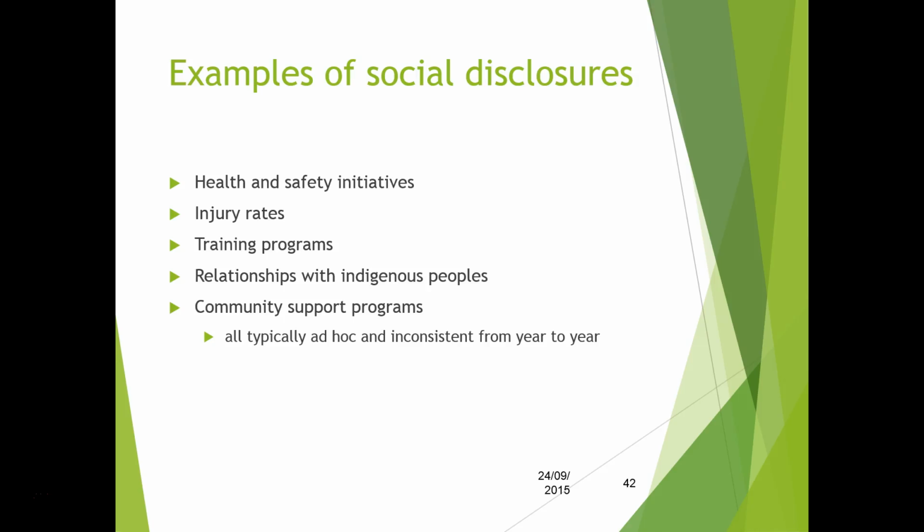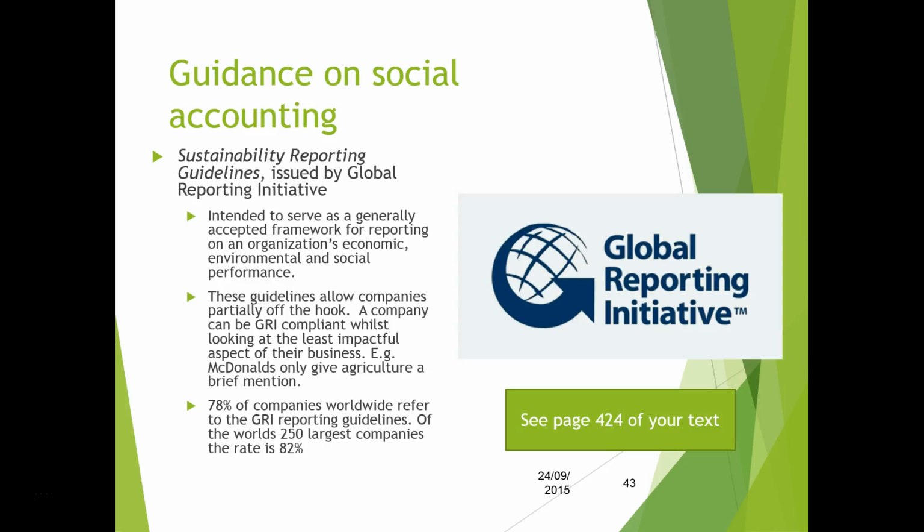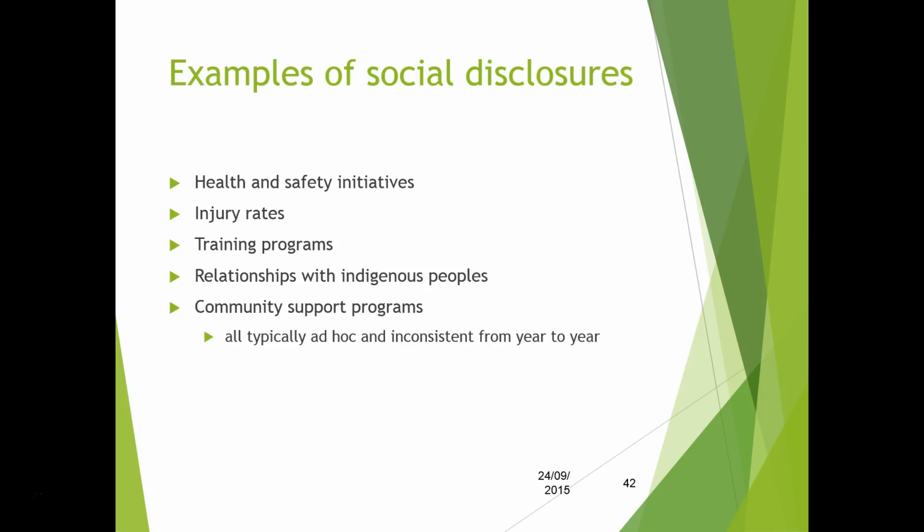So what sorts of things are disclosed? Health and safety initiatives, injury rates, training programs, relationships with Indigenous peoples, community support programs. They're all typically ad hoc and inconsistent from year to year. So this leads us to, just back here for a second, the ad hoc nature and the inconsistency from year to year is often a criticism of reporting.